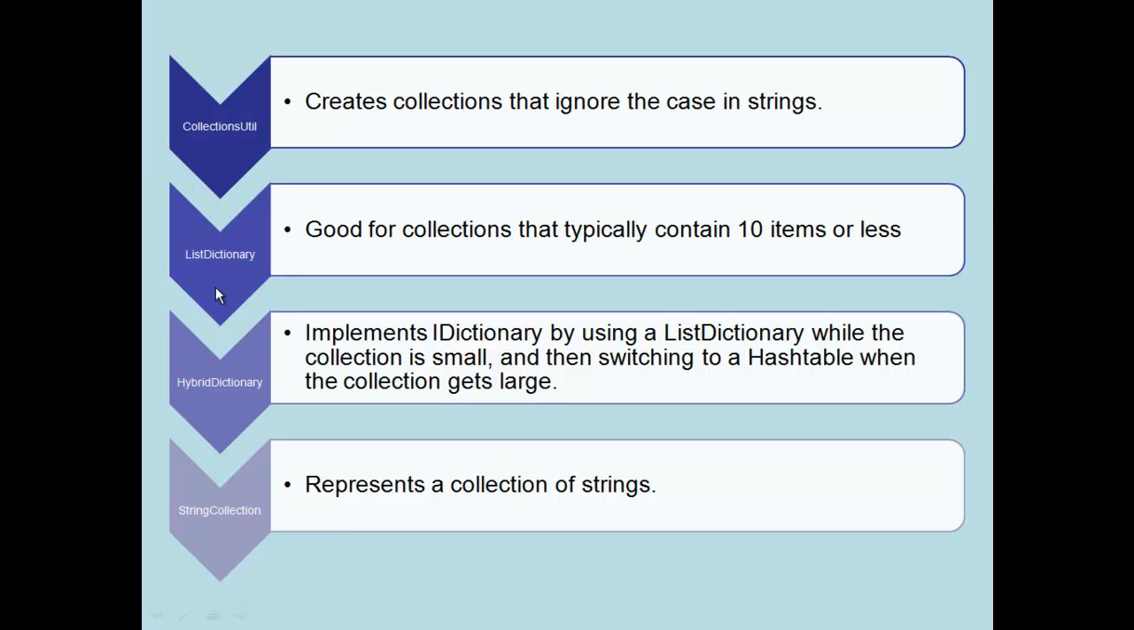So for such kind of small collection records, list dictionary is specially optimized for that. So in case you think that you're going to have records which are either like 10 or less than that, then definitely list dictionary is worth discussing.